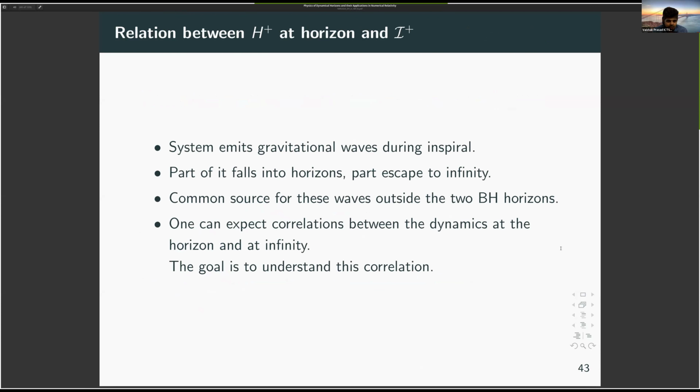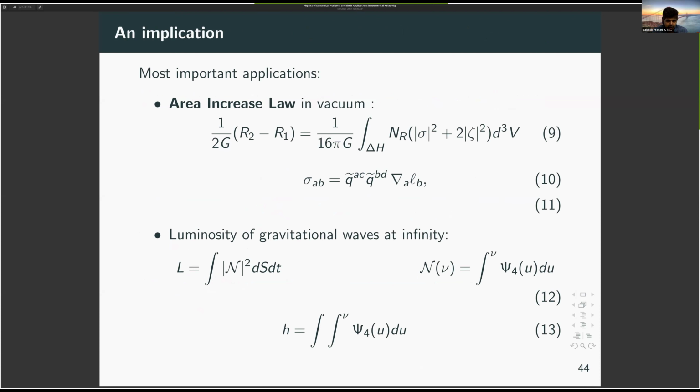So a system emits gravitational waves during inspiral. A part of it falls into the horizon, part of it escapes to infinity, but it's all very complicated. You have two black holes inspiraling. And then can we expect correlations in the inspiral as well? The goal is to understand this correlation.